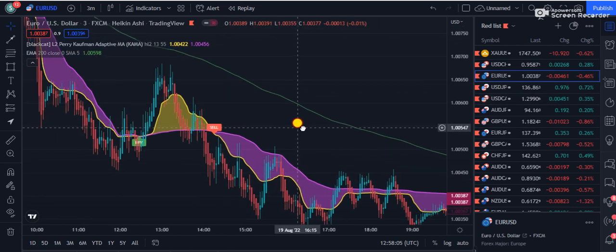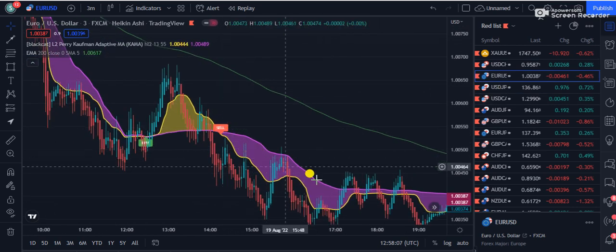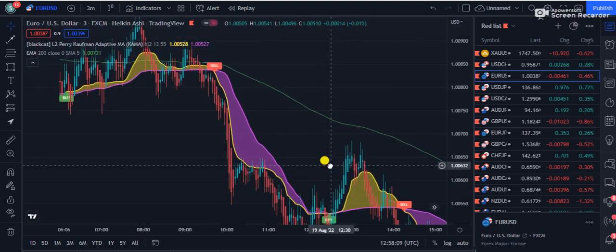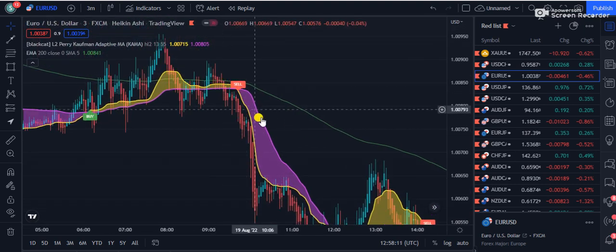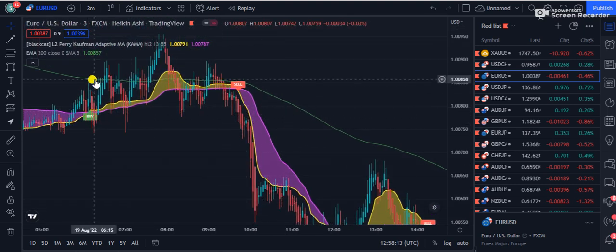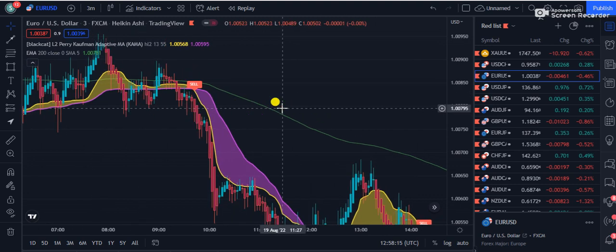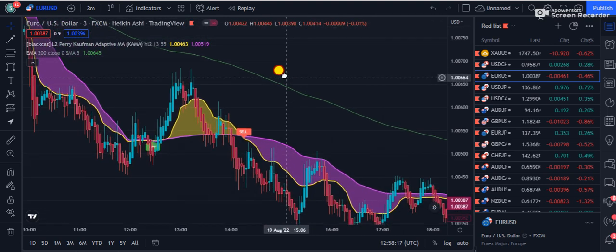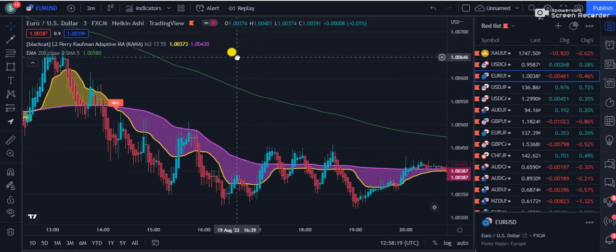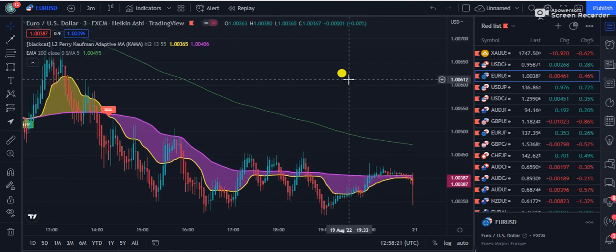Now look at the EUR USD sell signal, how well this indicator works. If we go back, the sell signal works fine, and we will ignore the buy signals when the market is below the 200 EMA. So guys, this indicator is used by professionals, and it is a very special indicator. So please make sure that you use this indicator.